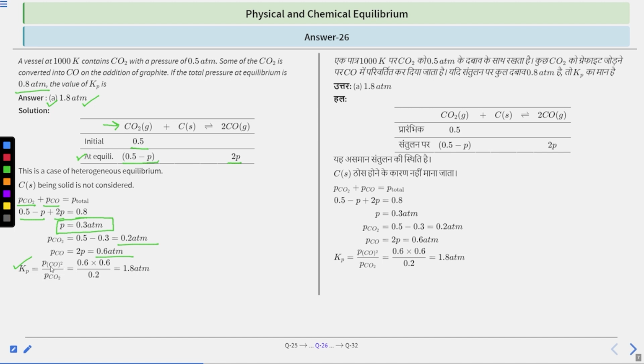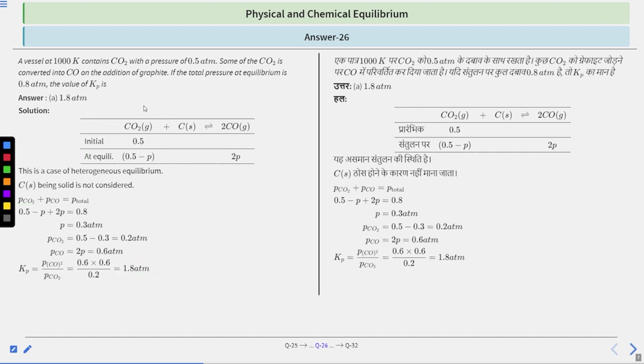Partial pressure of product, that is carbon monoxide, to the power 2, because 2 is the stoichiometric coefficient, divided by partial pressure of CO2 molecule. So partial pressure of CO, carbon monoxide, is 0.6 square, 0.6 into 0.6, divided by the partial pressure of CO2, which is 0.2, right here. So on dividing this, we have Kp is equal to 1.8 atmosphere. And hence our option A, 1.8 atmosphere, is the correct answer.